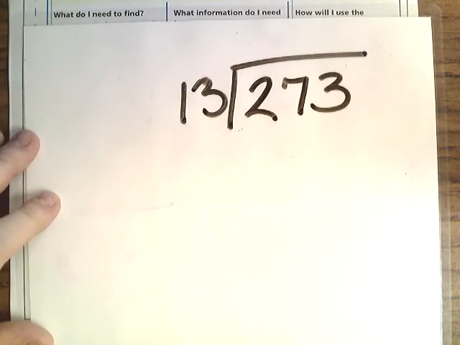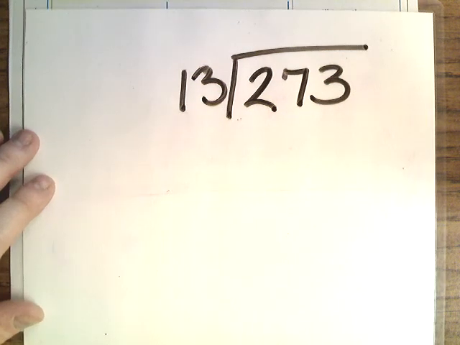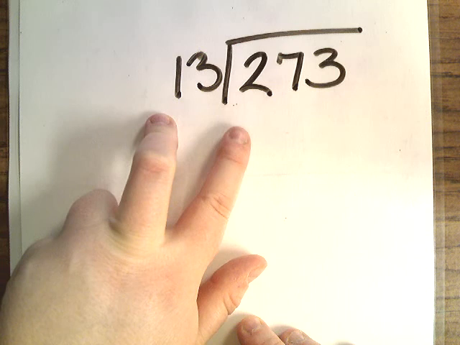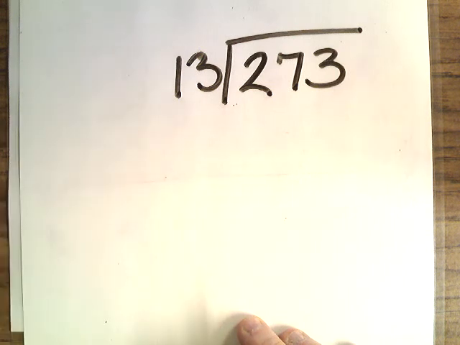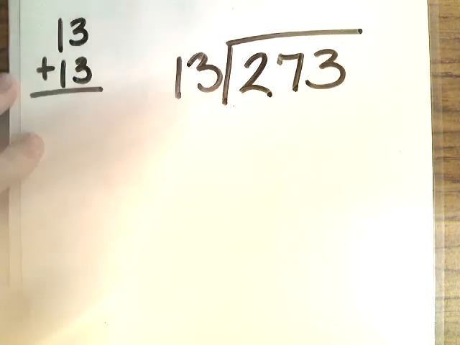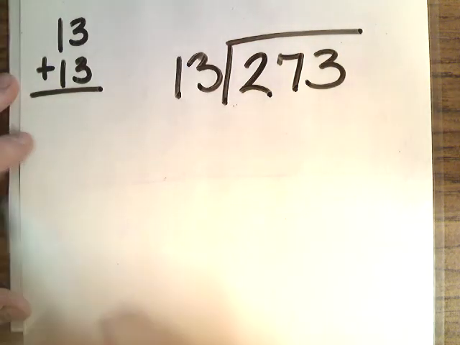Whoops, kind of messed up there. Okay, 273 divided by 13. We're going to look at this. So the first thing I see is that I have two digits on the outside of the cage. So that tells me that I have to start by creating a running total, okay? So 13 plus 13, and I'm going to do it 5 times just for safe measure.